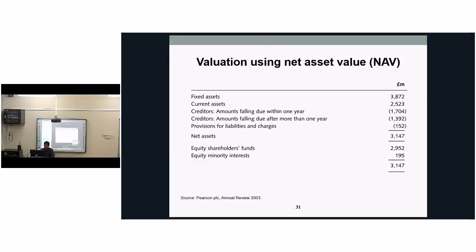So how do we arrive at it in a more detailed manner? If you see this calculation, you have the total fixed assets and total current assets, and you take out the short-term and long-term liabilities of your firm and you arrive at the net assets. So the net assets in this firm is 3,147 million pounds. And this is equal to the total equity value of the firm, that is the shareholders and the minority interest total, which is going to be 3,147 million pounds.